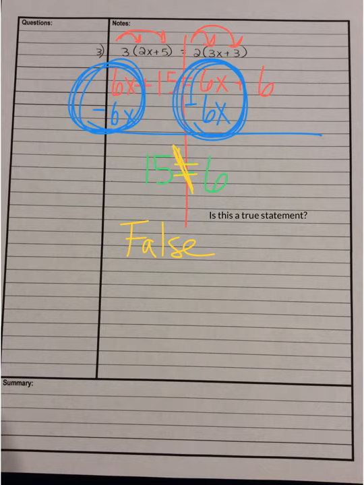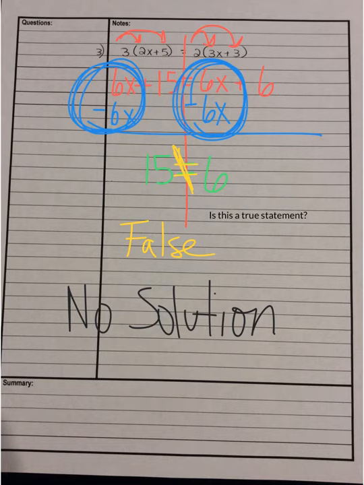So we literally just write no solution. You could try any number, but nothing's going to work. Okay, it's a contradiction. 15 does not equal 6. It is false. It is not a true statement. They're not equal. And we have what we call no solution.